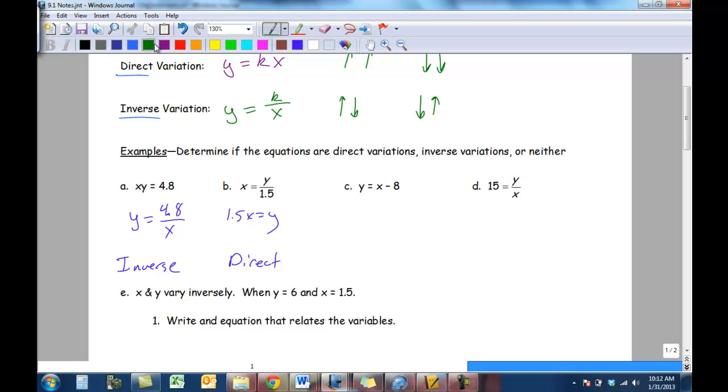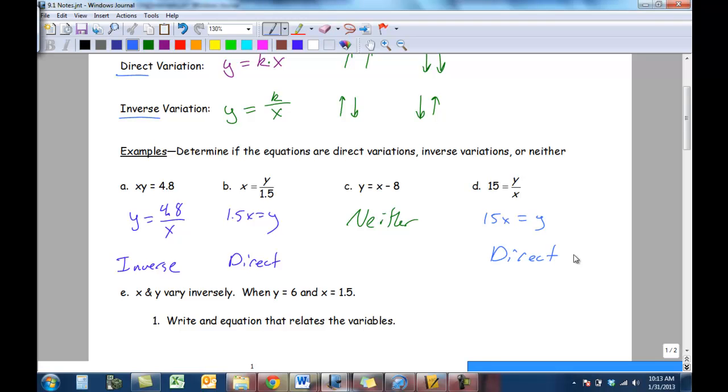Now here, y is equal to x minus 8. Direct is always multiply with nothing adding or subtracting. The same thing with inverse, except that it's k divided by x, but nothing is ever being added or subtracted. So this is straight up neither. Go ahead and try D. Hopefully you got 15x is equal to y. This is direct.